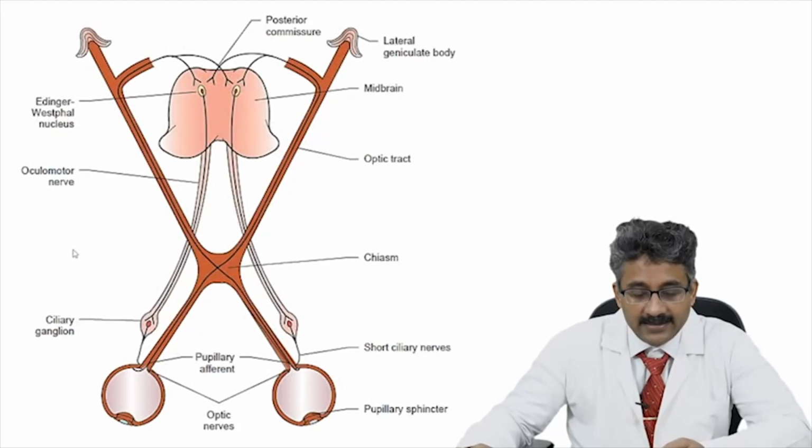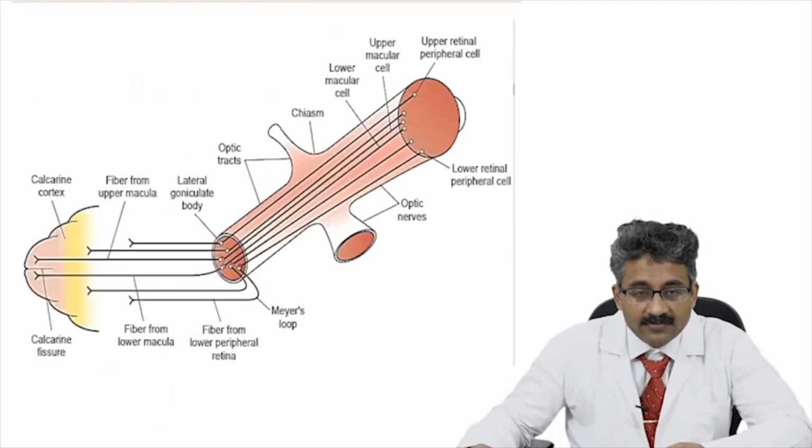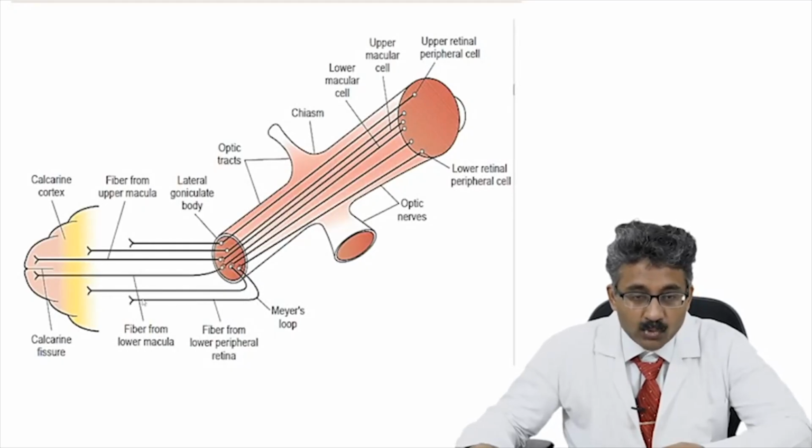Okay, students. Now the next one is Meyer's loop, just for an interesting purpose. So here are the optic chiasma, and this is the optic tract and lateral geniculate body. Here the fibers which are laterally situated in the lateral geniculate body take a bend, that is Meyer's loop, and then they synapse most anteriorly in the cortex. The lateralmost fibers, which correspond to the nasal field of vision, take a bend and synapse in the anterior part of the cortex. This is called Meyer's loop.